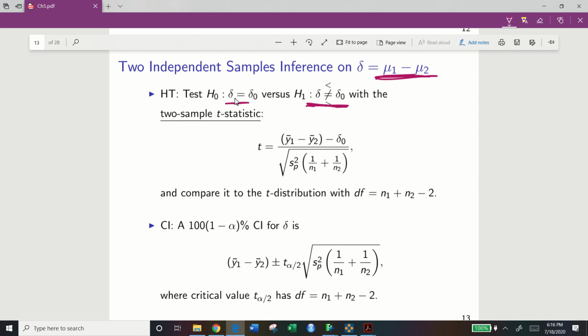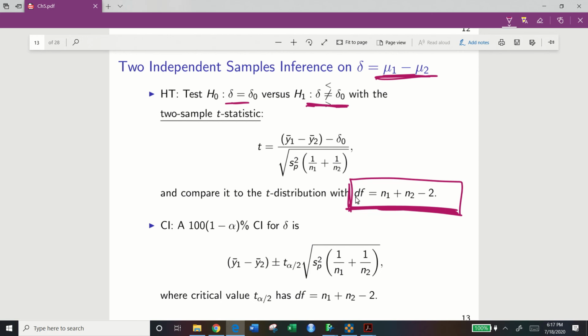Our two-sample test statistic is T equal to the quantity of y1 bar minus y2 bar minus our delta naught, all over the square root of our pooled variance multiplied by the quantity of 1 over n1 plus 1 over n2. We will compare it to the t-distribution, and this is a change from what you've seen before anytime we've used the t-distribution, with degrees of freedom n1 plus n2 minus 2.